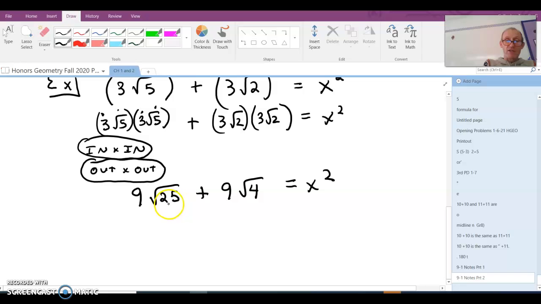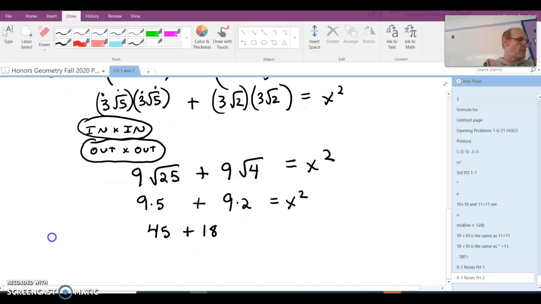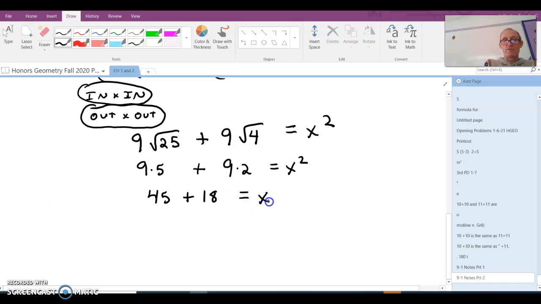A bell should be going off because the square root of 25 we know is 5 and the square root of 4 we know is 2. So this term is really 9 times 5, and this term is really 9 times 2. So we're simplifying, okay, and we get 45 plus 18 equals x squared. Now, 45 plus 18 is 63, which is equal to x squared. So x equals plus or minus the square root of 63.